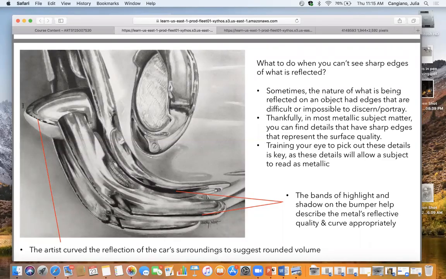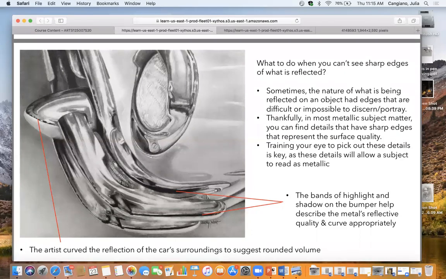But that's okay, because the artist has taken this opportunity to find anything that he can. So in terms of these bands of light and dark, he's made sure to portray them as accurately as possible and use those crisp divisions. And whatever this shape is back here, we're not really sure what it is, but the fact that it's curving around this piece of metal is enough to describe what is going on. And even though some of these reflections are really vague, he has capitalized on areas where they aren't vague.